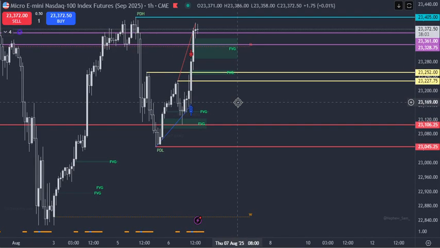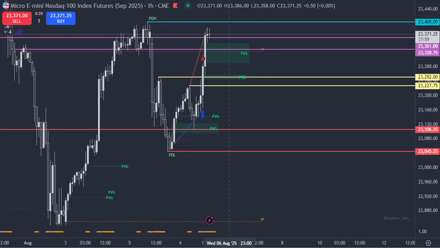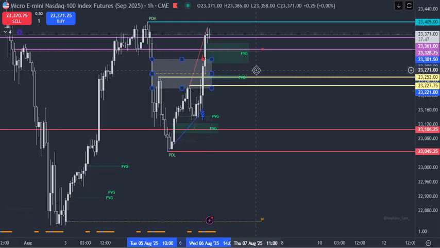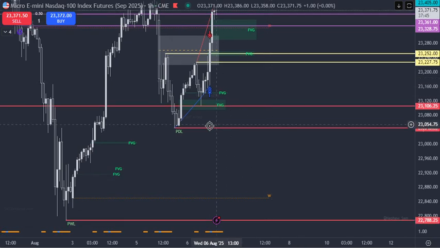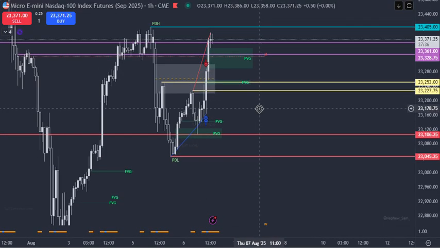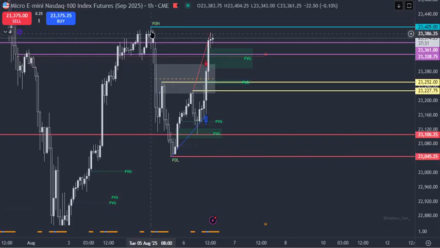All right, so we have this. I didn't know which way we were going to go leading today, right? We have this hourly fair value gap, and then we have previous day low here. We're in between, right? We're in the middle. Previous day low, previous day high. So we're either going to target this low or we're going to target this high, right?